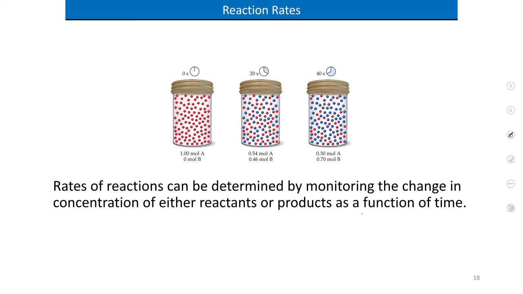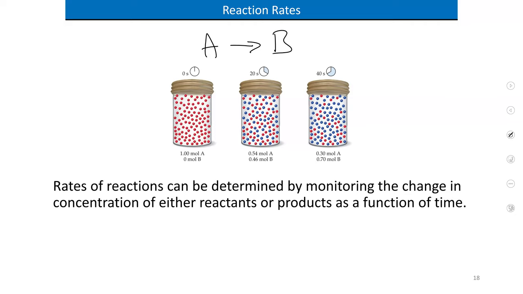We can do this experimentally. Like I said, we're not going to do calculus for this class. So usually the way we're going to measure rates is literally by looking at concentration at one time and concentration at another time and doing final minus initial. So for this reaction, just A goes to B. We start with a jar that's just A, 1 mole of A, at time 0. At 20 seconds, we have 0.54 moles of A and 0.46 moles of B.